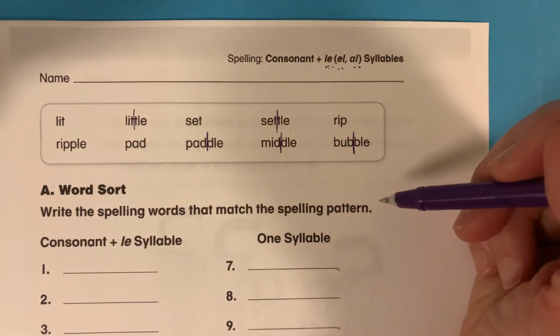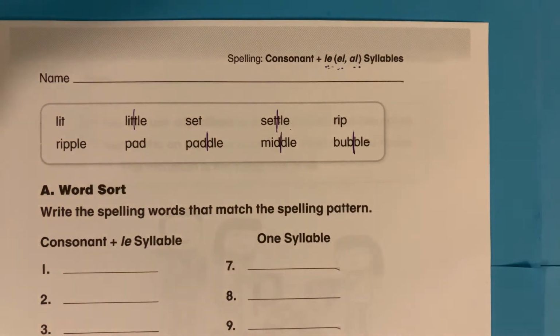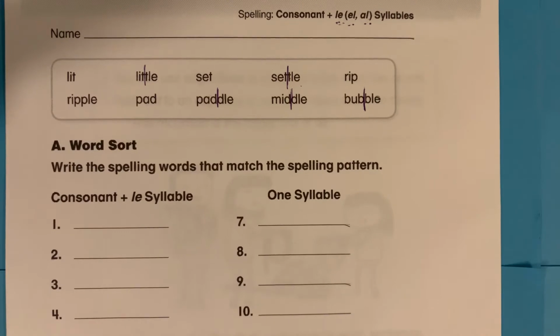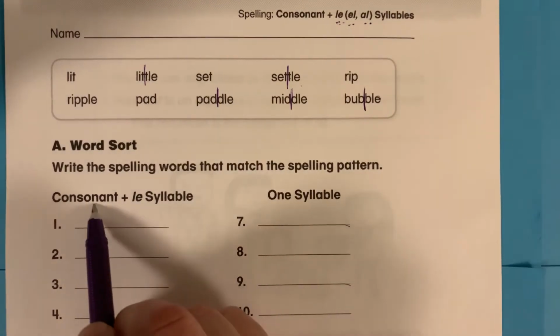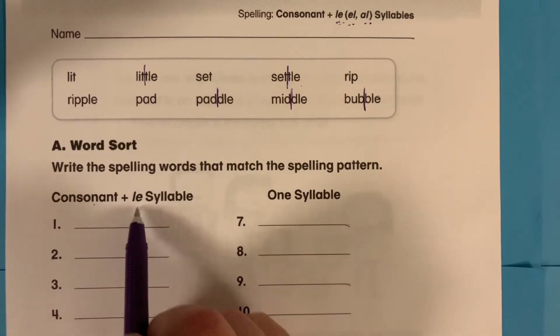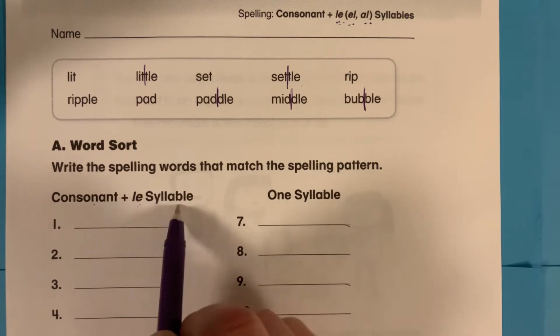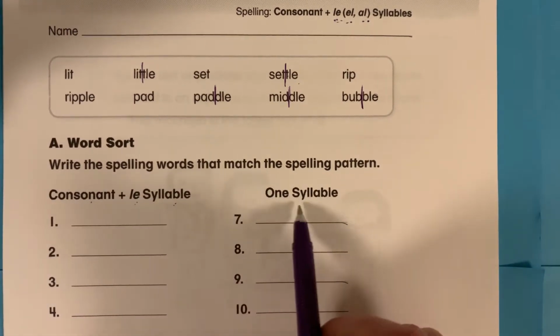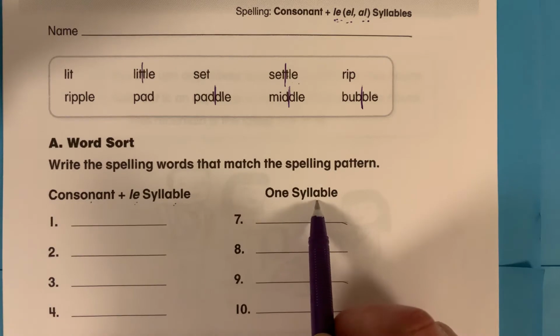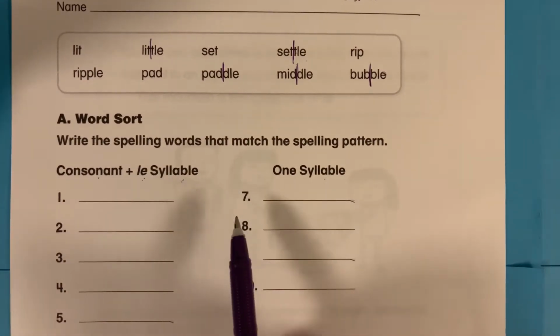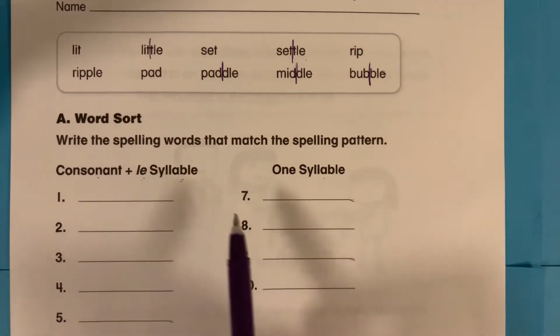You divided words yesterday. Today you're going to sort your words. You're going to sort them into which ones have a consonant with an ol syllable, the sound ol, and which ones are just 1-syllable words that don't have the 2 syllables with the consonant ol.